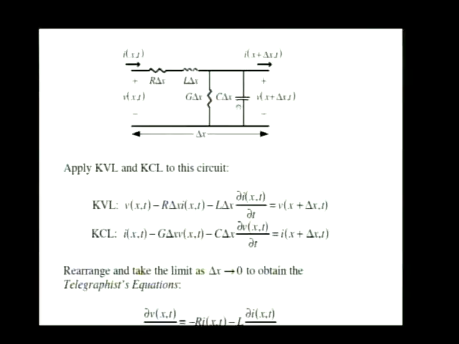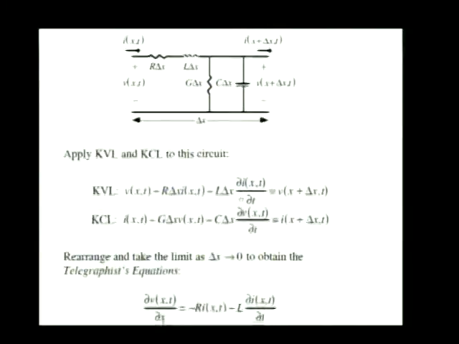How about the current going through the capacitor? Current flowing through a capacitor is C dV/dt, or in our case, C delta x dV/dt. And just write that down. I of x and t minus G delta x times the voltage minus C delta x dV/dt, taking away those two currents flowing through those two branches, is going to be the current left over that flows out through terminal 2, or the output current.